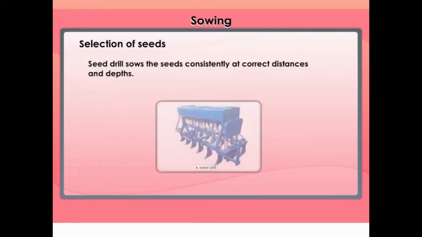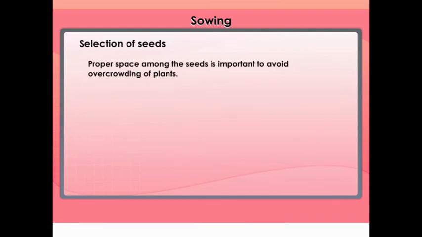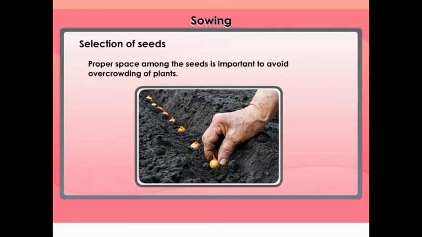Nowadays, the seed drill is used for sowing with the help of tractors. This tool sows the seeds uniformly at proper distances and depths. It ensures that seeds get covered by the soil after sowing. This prevents damage caused by birds. Sowing by using a seed drill saves time and labor. An appropriate distance between the seeds is important to avoid overcrowding of plants. This allows plants to get sufficient sunlight, nutrients, and water from the soil. Sometimes, a few plants have to be removed to prevent overcrowding.